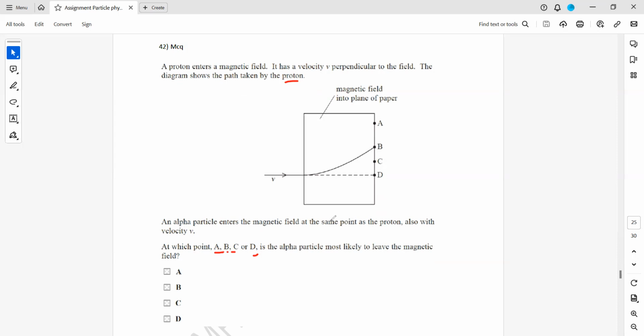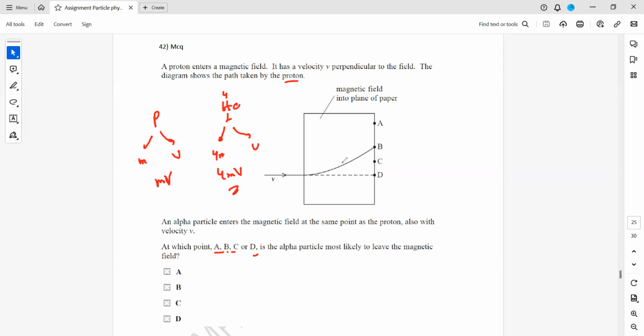An alpha particle enters at the same point, also with the same velocity, but an alpha particle has more mass. For example, a proton's mass is m and its velocity is v, so momentum is mv. But for an alpha particle, which is a helium nucleus, the mass will be 4m, and the velocity is still v, so the momentum should be 4 times. So if it has a higher momentum, as a result it will have a greater radius of curvature, or smaller deviation.